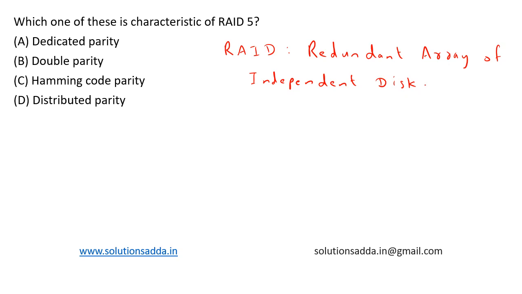This is RAID. Now, what is the characteristic of RAID 5? RAID 5 consists of block level striping with distributed parity. So, based on the options, option D, distributed parity, is the correct answer.